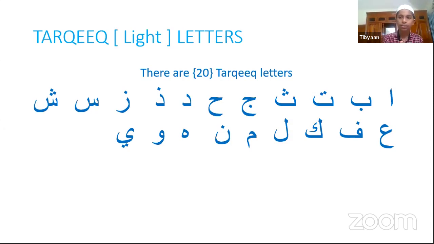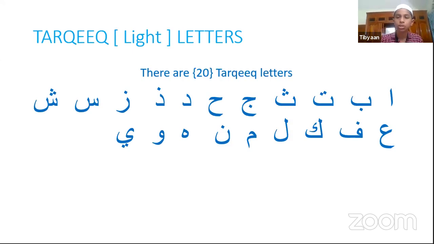If you can see my mouth: a, ba, ta, sa. I'm not saying it with a round mouth. That's wrong. For these, it's wide mouth. So that's why these are Tarqeeq letters. Wide mouth. A, ba. Every letter you can see we are opening our mouth a little wider. Some letters are more wide, some less wide. That's no problem. So these are Tarqeeq letters.